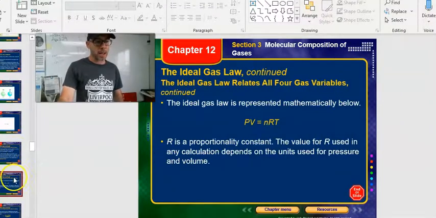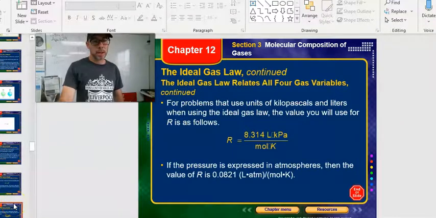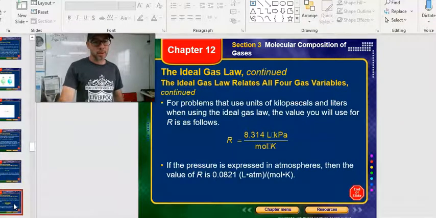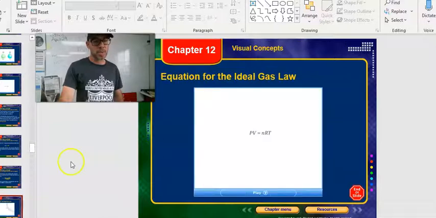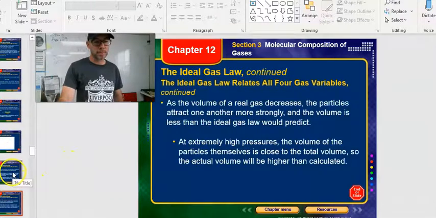All right, with that said, let's look at, oh, that's just what we just said. Units matter.